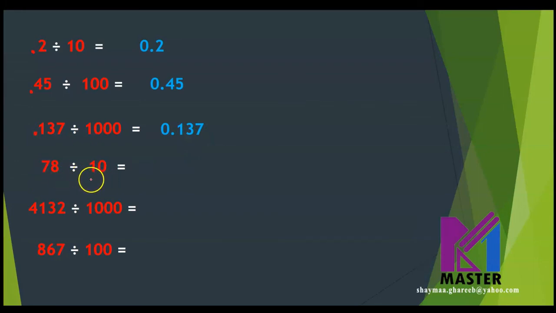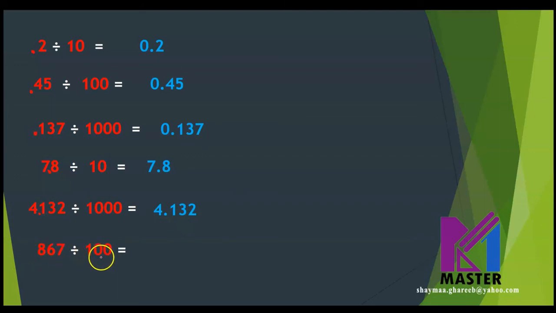78 divided by 10, I will put a decimal point after 1 place. So the answer will be 7.8. Here, 4,132 divided by 1000. So I will put a decimal point after 3 places. I will count from the right to the left. 1, 2, 3, then the decimal point. So the answer will be 4.132, or 4 and 132 thousandths.